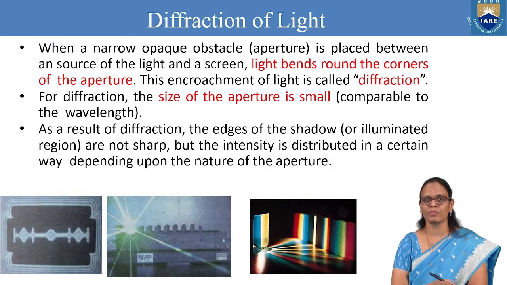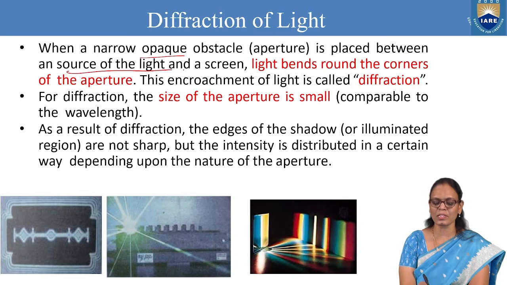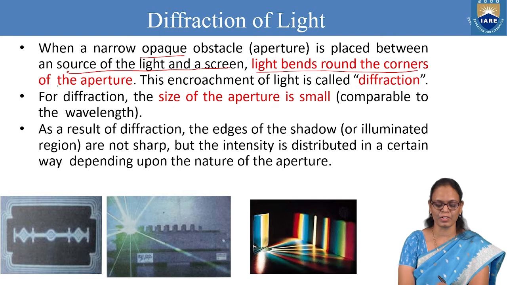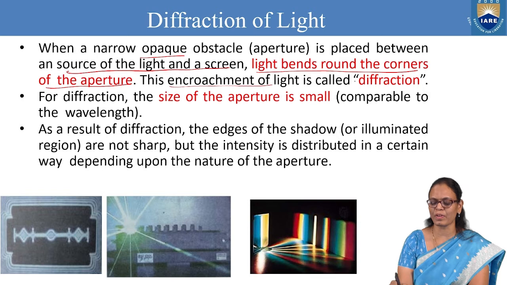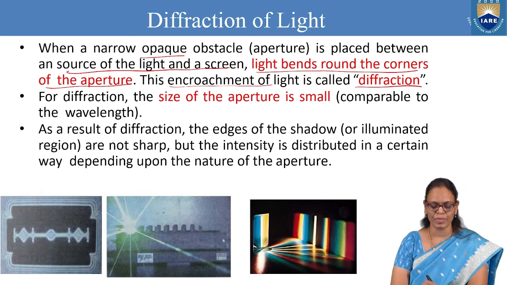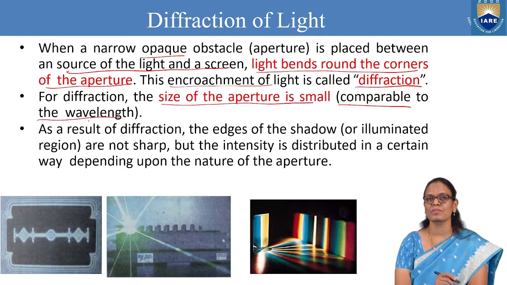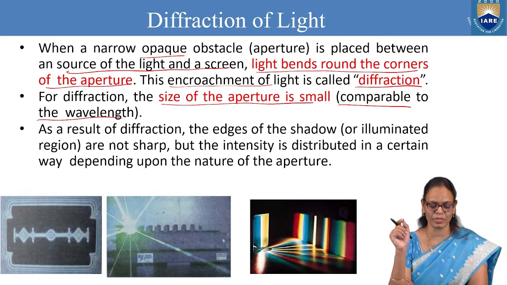Now in our day-to-day life, when a narrow opaque obstacle, opaque means through which light cannot pass, is placed between the source and the screen, light bends around the corners of the aperture. Aperture means a very small opening. This encroachment of light we call diffraction. For diffraction, the size of the aperture should be very small, comparable to the wavelength of light. So if the size of the aperture is comparable to the wavelength of the light that we are using, you will be able to see the diffraction phenomena.